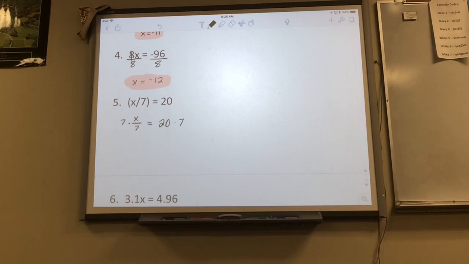Which actually is the same thing as multiplying by the reciprocal. You're just going to have a little more 1s put in there that don't need to be there. Like we'd have 7 over 1 and 1 over 7. So I just multiply by 7 because those cancel out because you undid them, and that's 140. X equals 20 over 7.